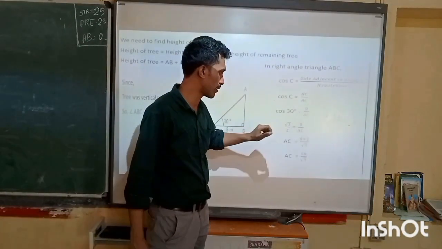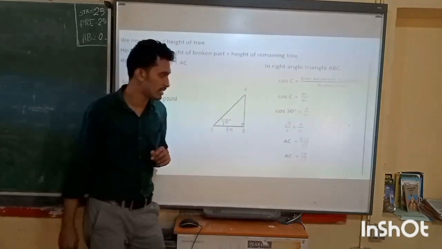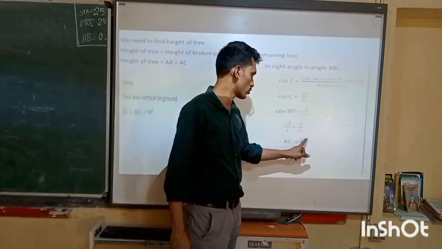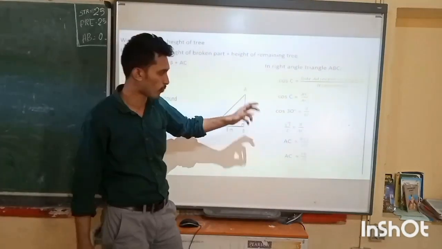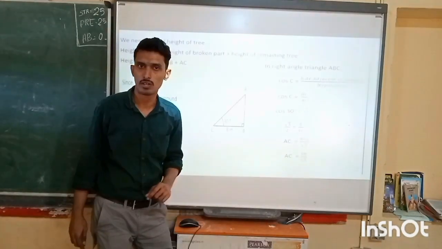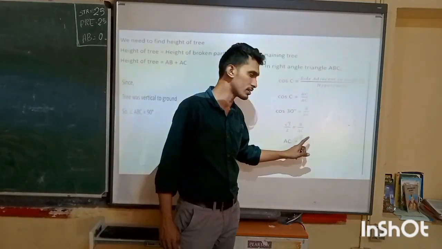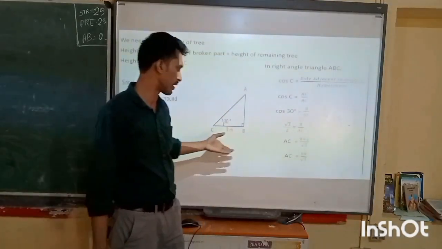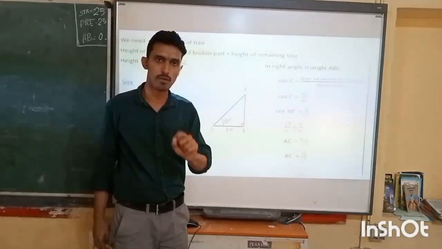So cos 30, root 3 by 2, equals 8 by AC. So how can we find AC? AC equals 8 into 2 by root 3. We have found the reciprocal of root 3 by 2 and multiplied it with the number 8. So the answer is 8 into 2, 16, 16 by root 3. Finally we have found the value of AC, that is 16 by root 3.